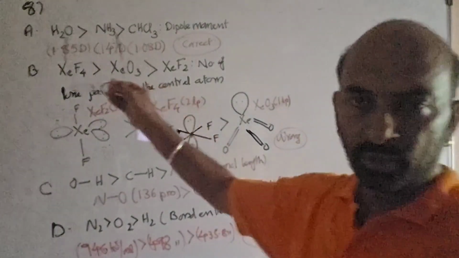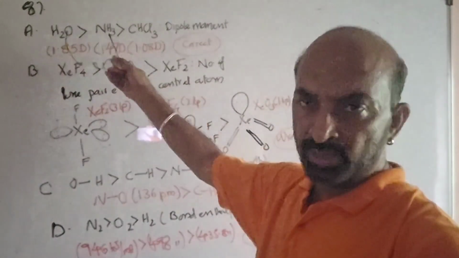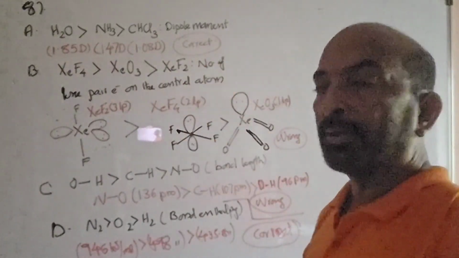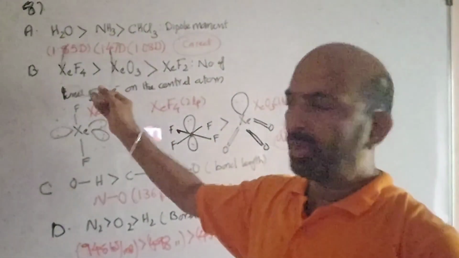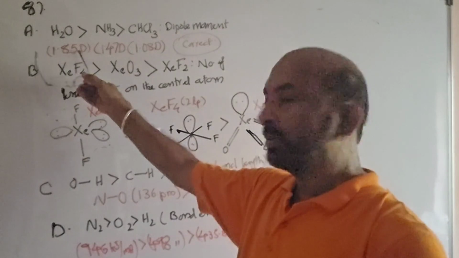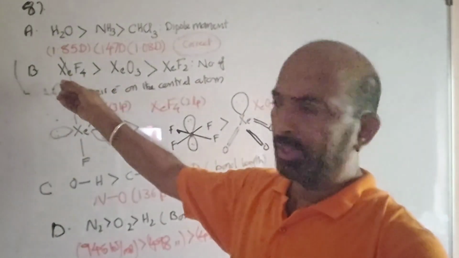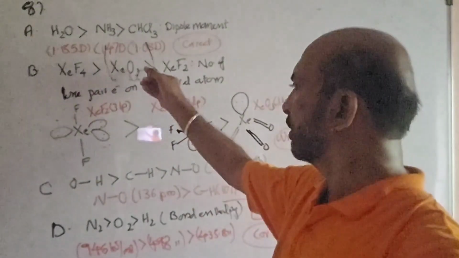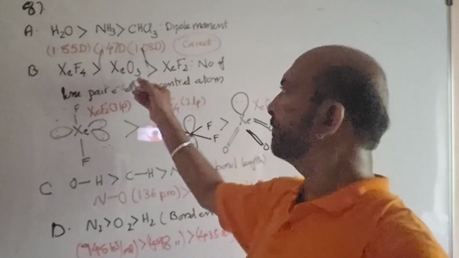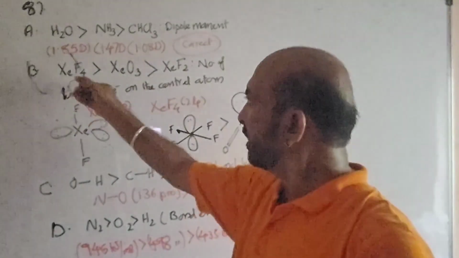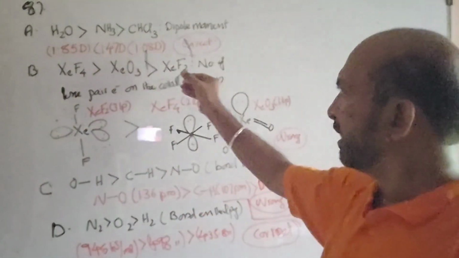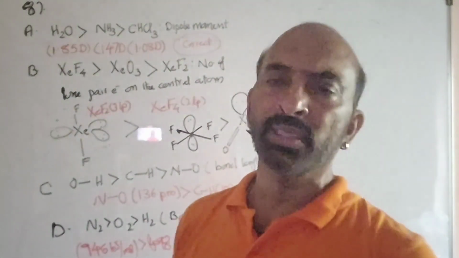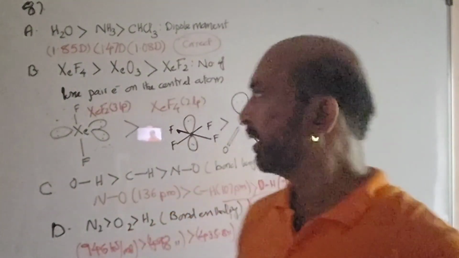First one, H2O greater than NH3 greater than CHCl3, with respect to dipole moment. That is correct. You know why? H2O dipole moment in our textbook is 1.85 D, NH3 is 1.47 D, and chloroform, CHCl3, has a low dipole moment of 1.08. So they are correctly arranged in decreasing order of dipole moment. It is a correct arrangement.